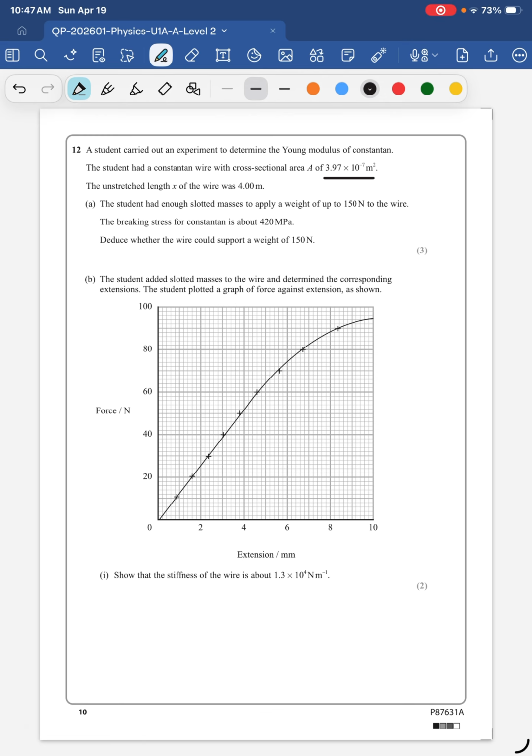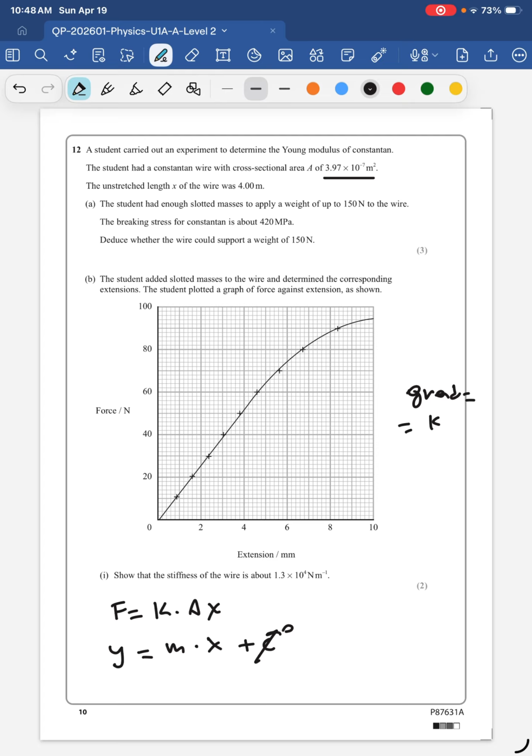Part B. The student added slotted masses to the wire and determined the corresponding extensions. The student plotted a graph of force against extension as shown. Show that the stiffness of the wire is about 1.3 times 10 to the 4 newtons per meter. Recall that F is K times delta X, which has the form y equals m x plus c, but c is 0 because it passes through the origin. So the gradient of this curve is going to be K.